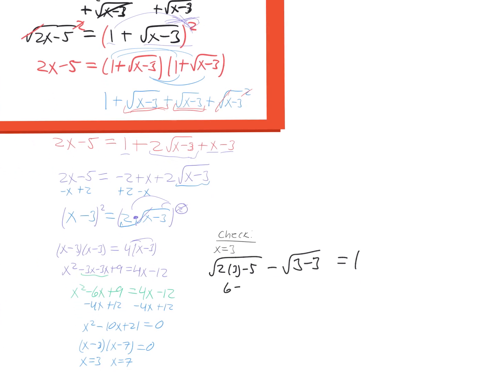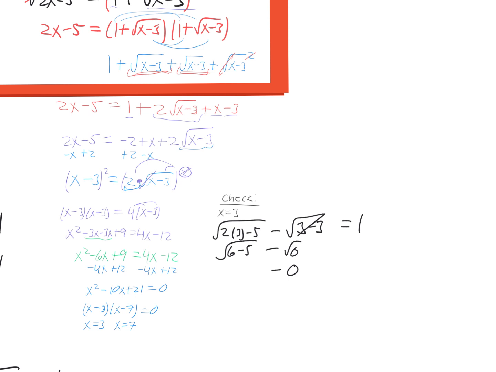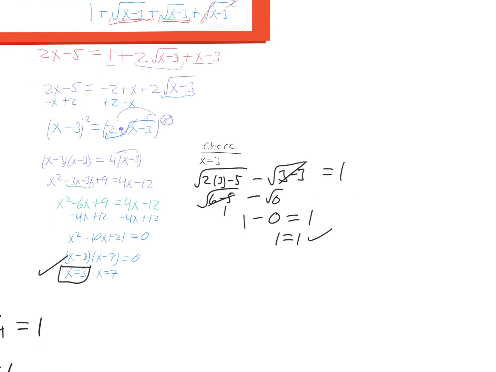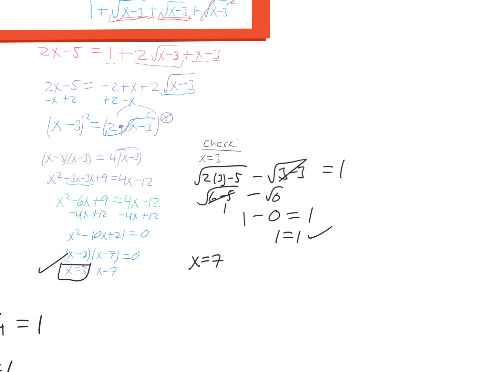We get 6 minus 5 under a square root. 3 minus 3 is 0. All right, square root of 0 is 0. 6 minus 5 is 1, and the square root of 1 is 1. So we get 1 minus 0 equals 1, so 1 equals 1. X equals 3 works, right? This is a solution. And now let's check x equals 7.